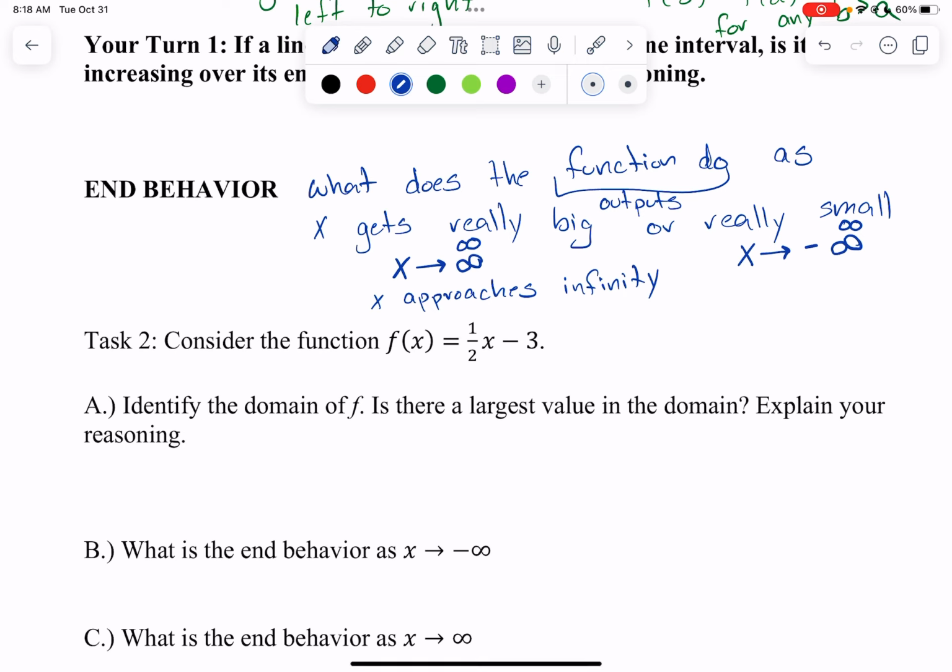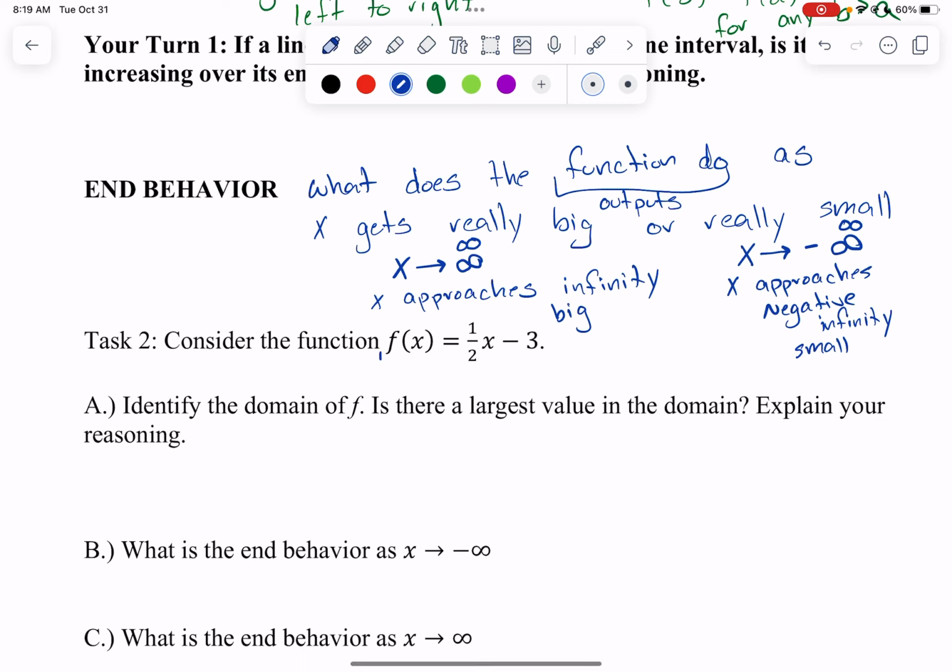Negative infinity. So again, this we would read as x approaches negative infinity, or gets really, really small. Because as we approach negative infinity, it gets really small. And as x approaches infinity, that gets really big. So we're wanting to know, what is the function going to do? Or what are the outputs going to do as my x gets really big? Or as my x gets really small.